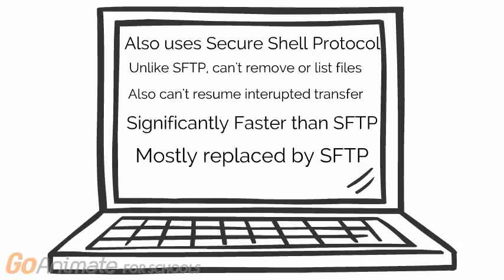However, unlike SFTP, SCP is unable to remove or list file directories. It can only read them. It is also not capable of resuming file transfers which have been interrupted. It is significantly faster than SFTP though, as it does not have to acknowledge every packet it receives. Regardless of this speed advantage, it has been mostly replaced by SFTP.